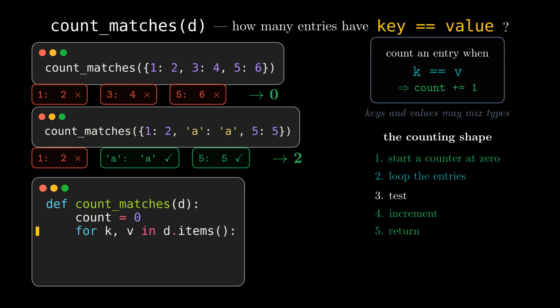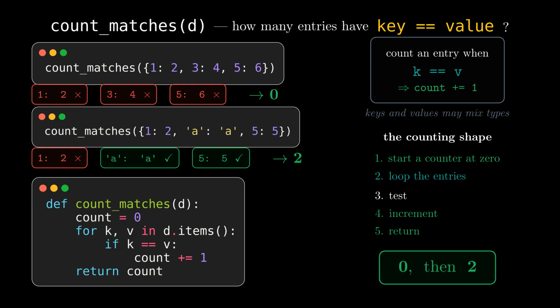Loop over the items, so each pass gives you k and v. When k is equal to v, add 1 to the counter. After the loop, return the counter. Run it on the 2 test cases and it gives 0, then 2, exactly as expected.